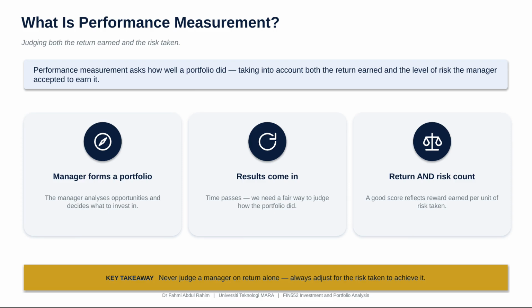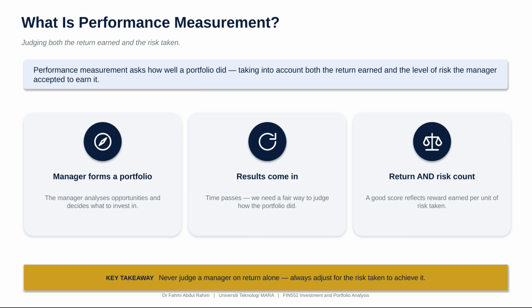As the blue box says, performance measurement asks how well a portfolio did, taking into account both the return it earned and the level of risk the manager accepted in order to earn it. So it is always a two-sided question: return on one side, risk on the other. The 3 cards show the natural sequence. First, the manager forms a portfolio, analyzing the opportunities available and deciding what to invest in. Second, results come in, time passes, and the portfolio produces a return. And now we need a fair way to judge how it actually did.